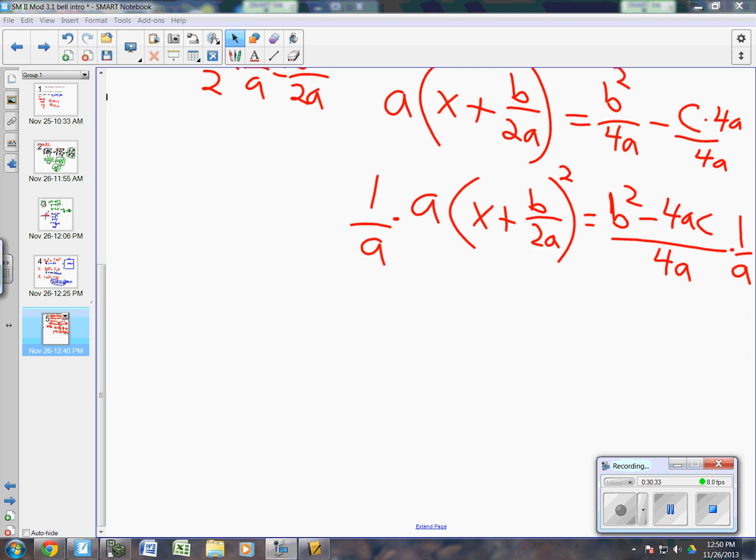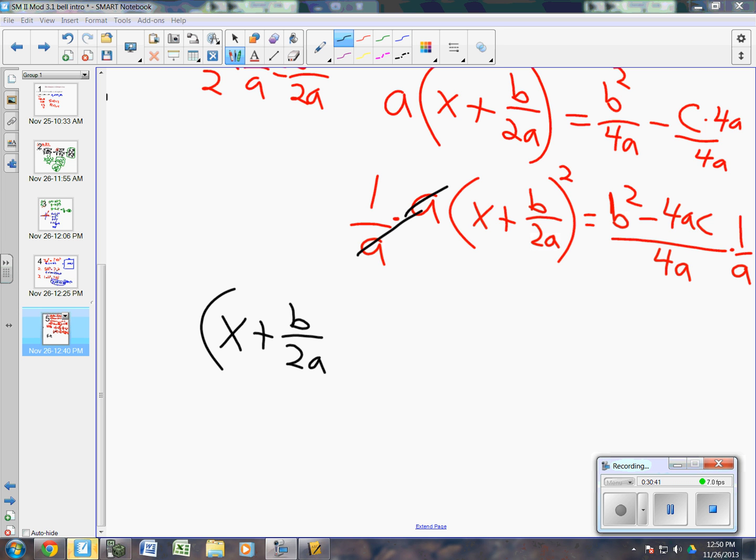It cancels out. I'm going to rewrite this over here, so it's closer this way. x plus b over 2a squared equals, and on this side, if I times that together, I get b squared minus 4ac all over 4a squared. Now we're getting close to the end. Yes, Branson.